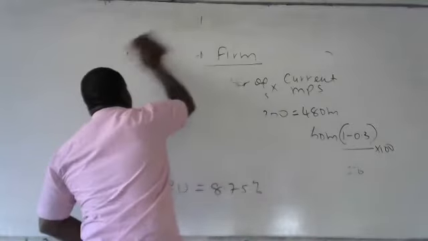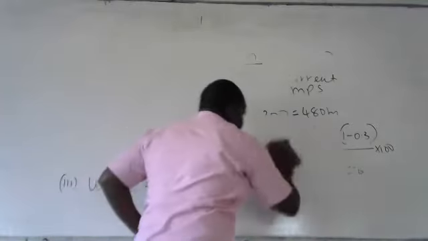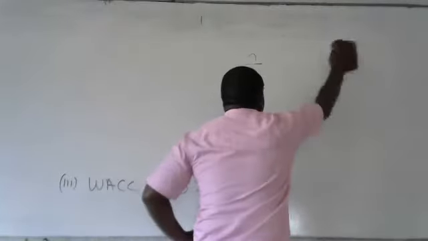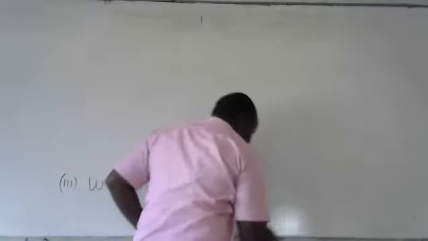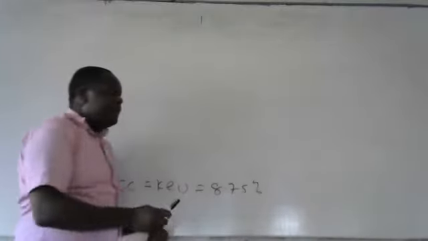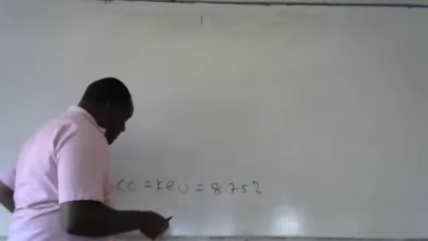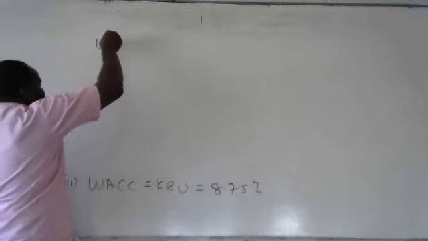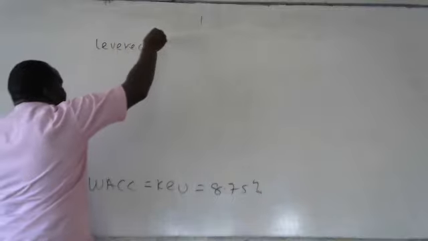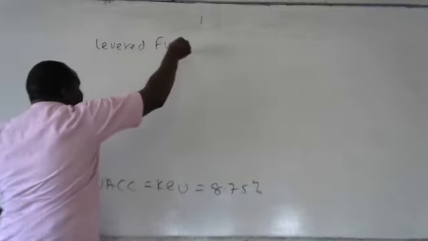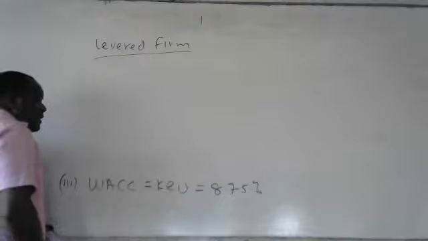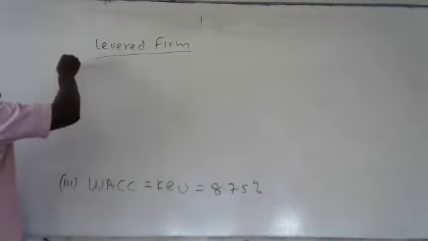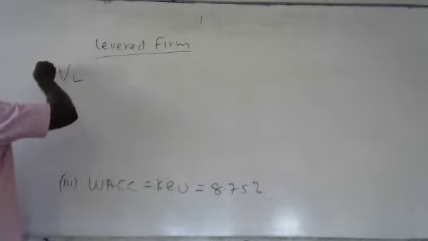So we now go to the levered farm. We should now be able to check when the farm is levered. When we change the capital structure, the farm now will be the levered farm. We start again with the value of the levered farm.